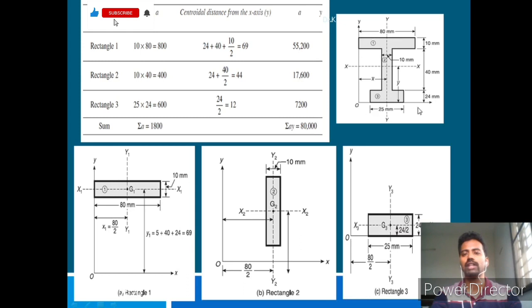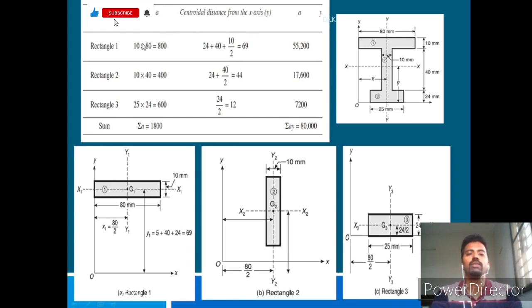Why are we considering the total as 80 mm? Because the y axis is an axis of symmetry, all 3 components are symmetrical about it. If you cut this, both sides are equal and opposite. That is why the x value is the same for all 3 sections: 40 for the first, second and third. If you have symmetry, then you can directly take 40 mm for all the sections. So right now we know y, so a into y.